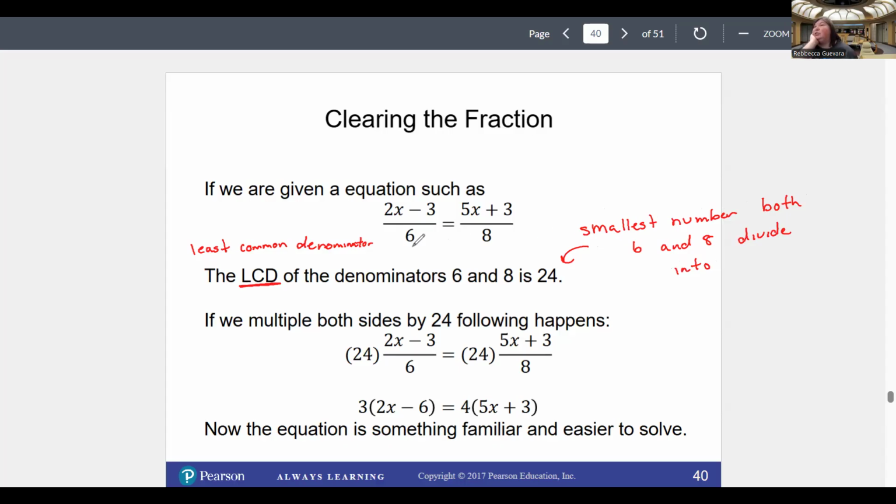You can also cheat and you can just take these two numbers and multiply them together and it'll also work. So if we multiply both sides by 24, we have 24 divided by 6, which is 3. If I have 24 here, I have 24 divided by 8, which is going to leave me with 4. So what's going to happen here is that we got rid of our denominators. We made them disappear. So now we just have 3 times (2x minus 3), it's a typo there, and we have 4 times (5x plus 3). So this is, once again, something that's much easier for us to solve.